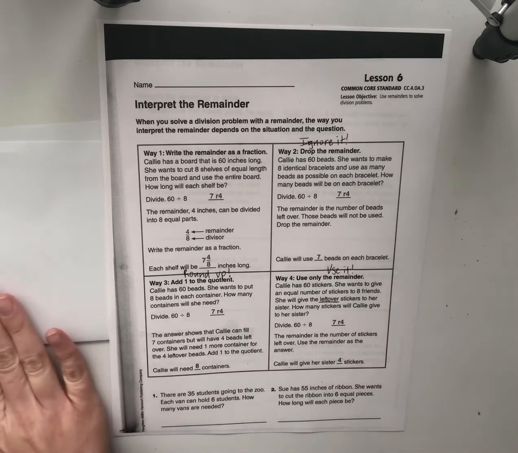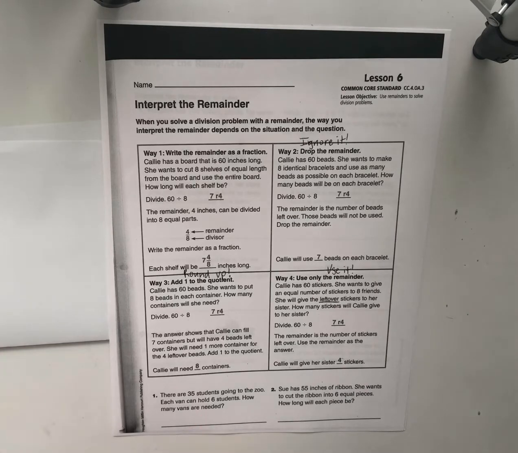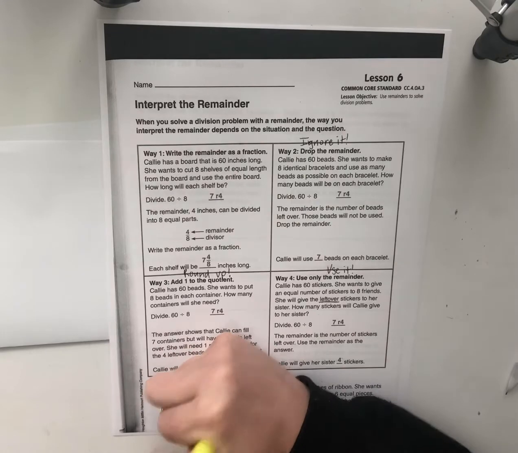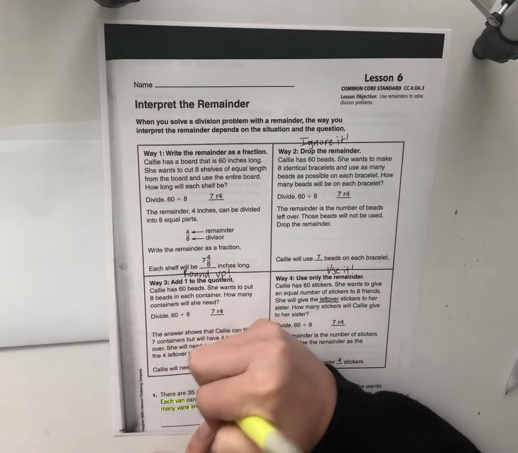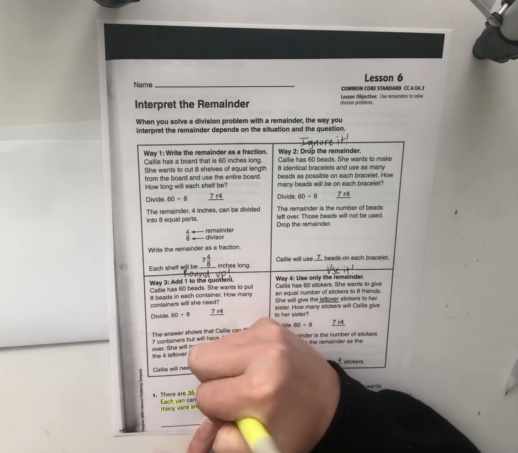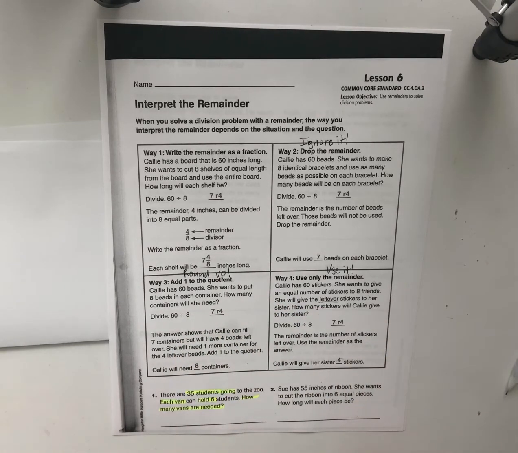All right? So let's try this. I have an extra piece of paper over here to do my work. So we're going to go on to question number 1. There are 35 students going to the zoo. Each van can hold 6 students. How many vans are needed? Okay, let's highlight, how many vans are needed. Each van holds 6 students, and there are 35 students going. Okay, so that's our important information.